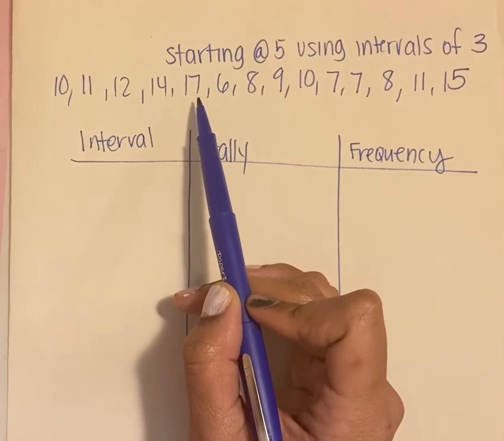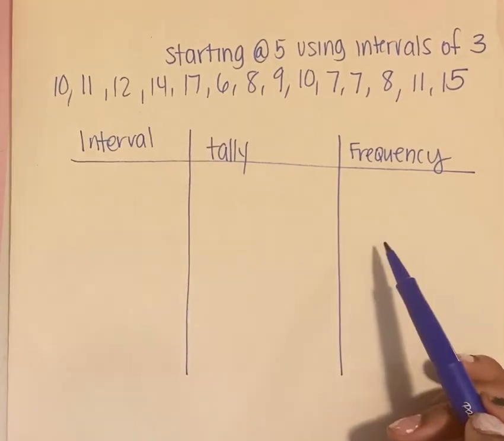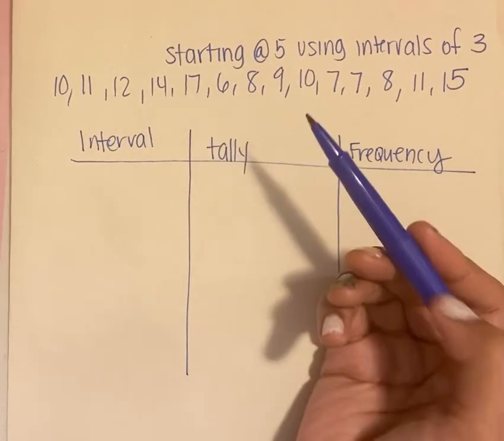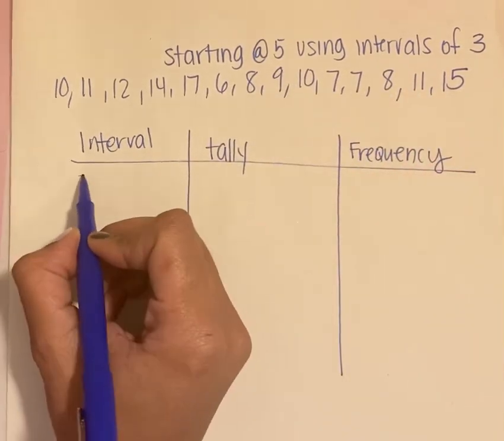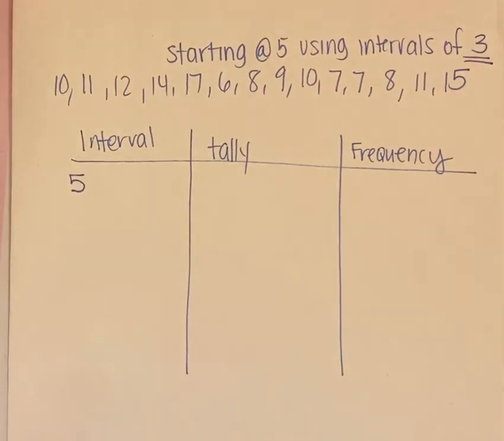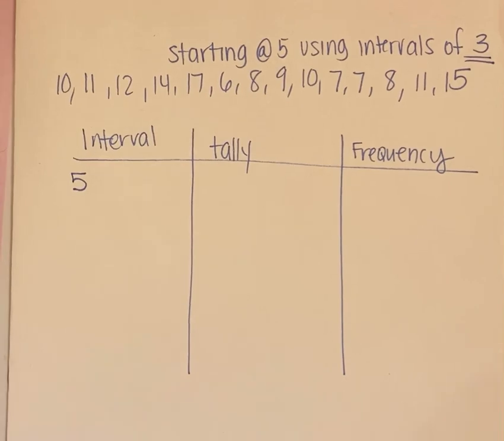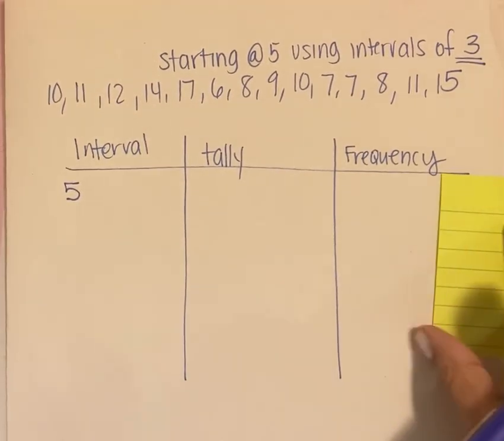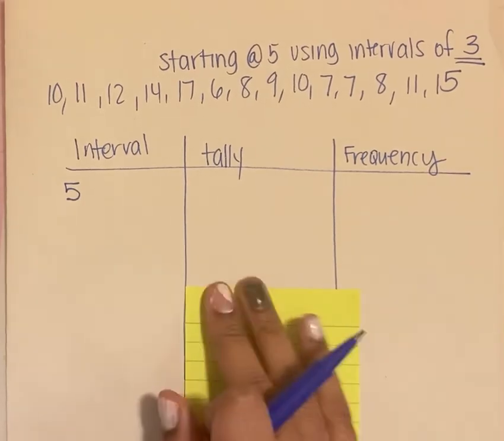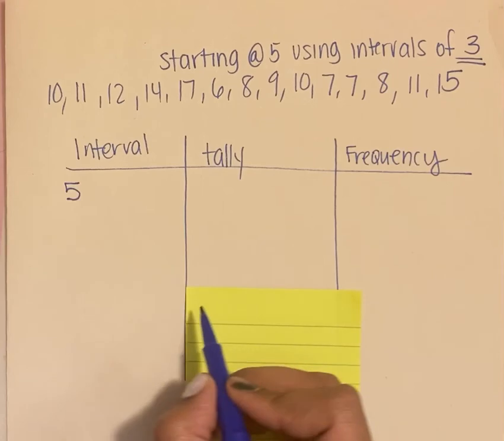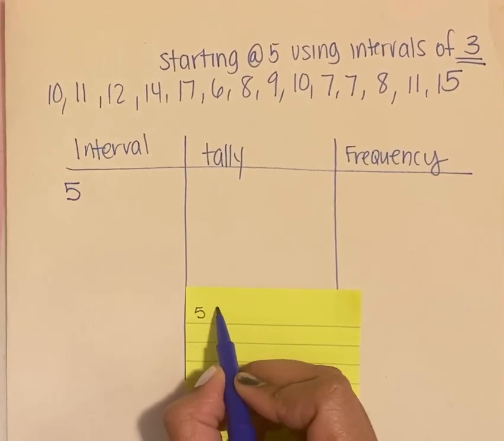So I need to make sure that as I create my table that my intervals go up to at least 17. And so I'm going to start at 5. And so my intervals are intervals of 3. That means that there should be 3 numbers in that interval. And so what I like to do is just kind of keep a little post-it, let me see if I can move my post-it here so you can see it, to remind myself of what numbers go in that interval, right? And so if it's intervals of 3, that means there should be 3 numbers.